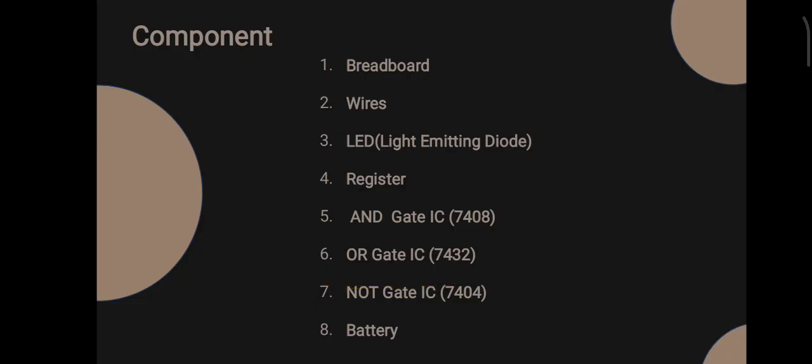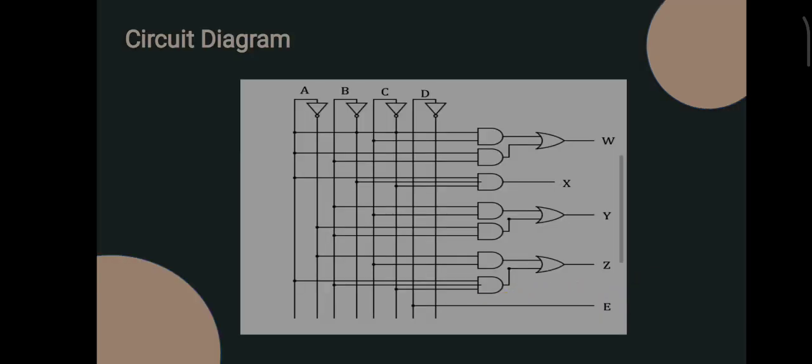So now let's discuss the components which are used to implement a BCD to binary to BCD code converter. Firstly we will need a breadboard, wires, LEDs. We need 5 LEDs, 5 resistors, 3 AND gate ICs, 1 OR gate IC, 1 NOT gate IC and 1 battery. So here's the circuit diagram to implement a binary to BCD code converter.